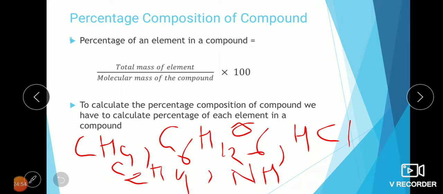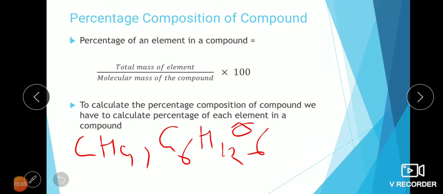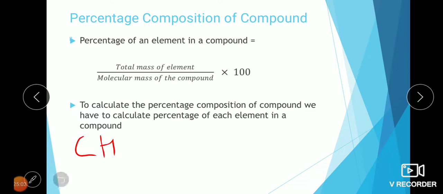Now let's take one example and calculate the percentage of an element in a compound. Now suppose my compound is NH3. What is the compound? NH3. So to calculate the percentage of nitrogen and hydrogen in ammonia, the first step is to calculate the molecular mass of ammonia.